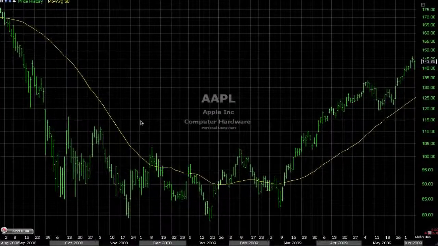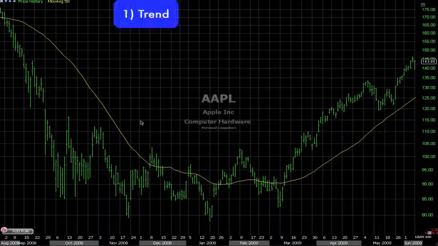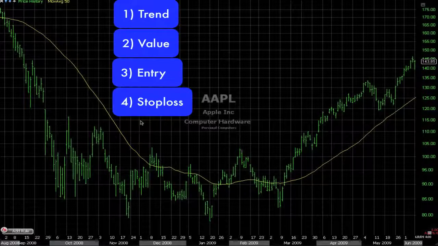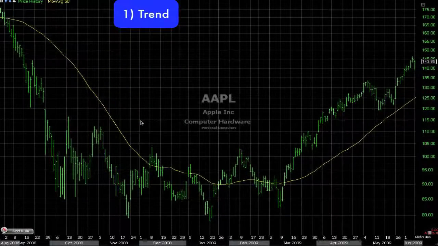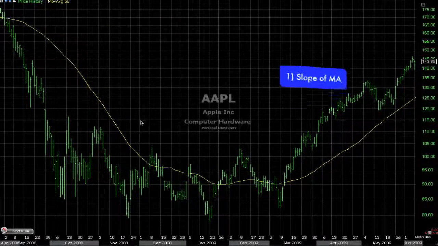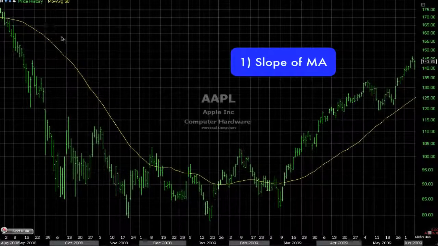MAs can be used for 4 things: trend, value, entry, and stop loss. I'm going to show you all 4, but I will start with trend. MAs are a great tool for helping you determine the trend of a stock or future or whatever other instrument you want to trade. First, you can say that the slope of the MA determines your trend.